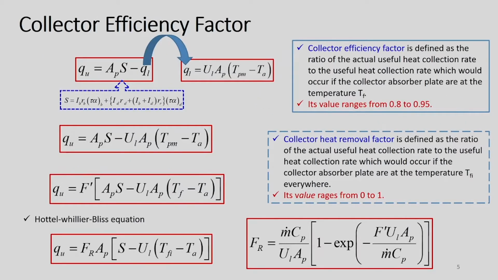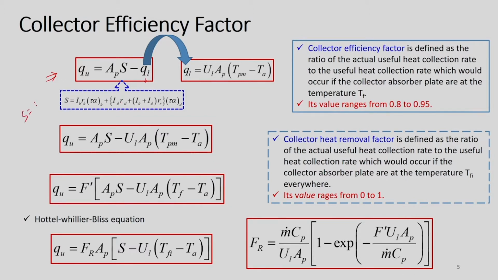Now, let us understand how these QU are related with F dash, which is nothing but collector efficiency factor, and then FR, which is nothing but collector heat removal factor. So, already we know this expression for useful heat gain, QU is equal to AP into S minus QL, which is nothing but the losses, right, and S is a function of many variables, but we can simplify.